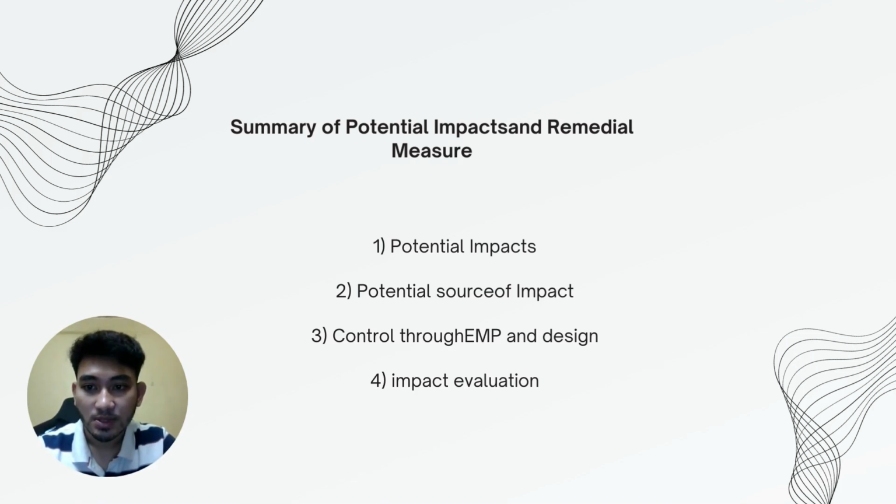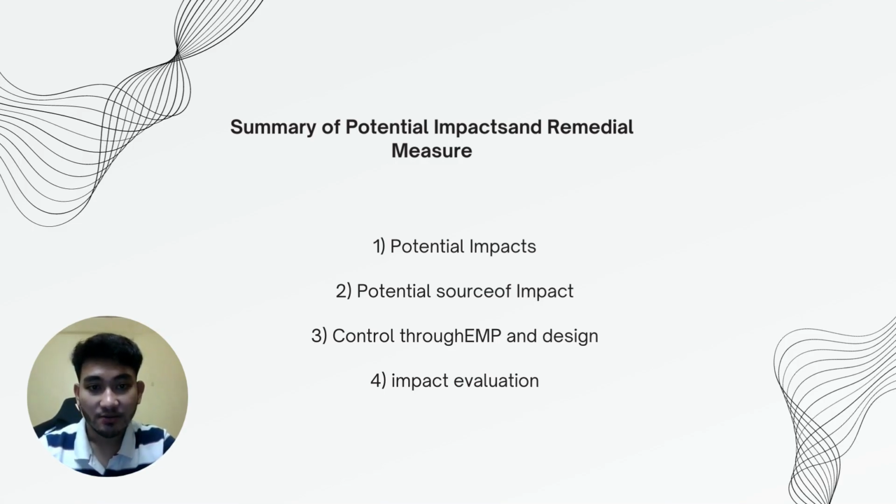For air quality, the first potential impact is dust emission, emission of SPM, SO2, NO2, and CO. The potential source of impact is all heavy construction activity. Control through EMP and design is in accordance with a plan for dust control. Appropriate control measures will be implemented. For impact evaluation, it is not significant because the formation of dust will only be transitory and it will settle quickly.